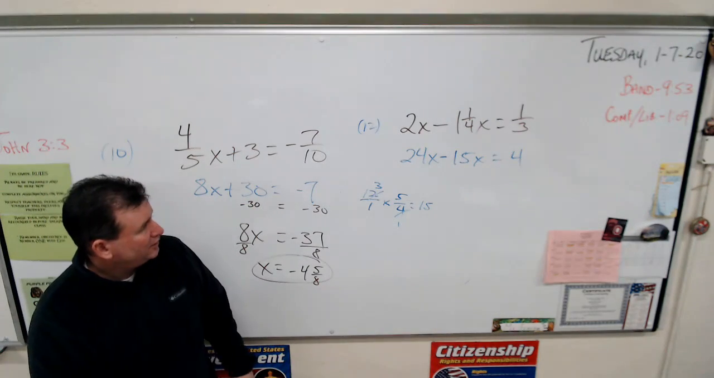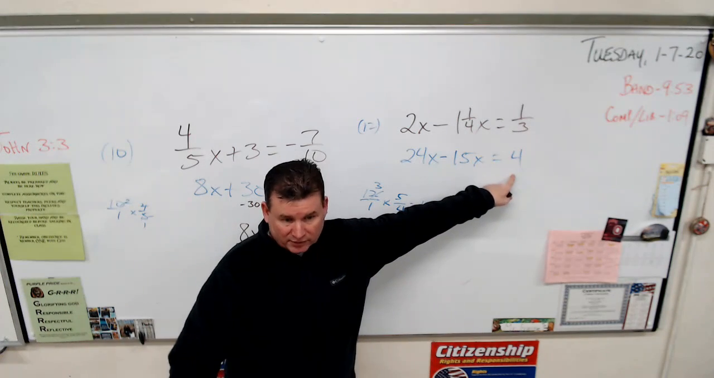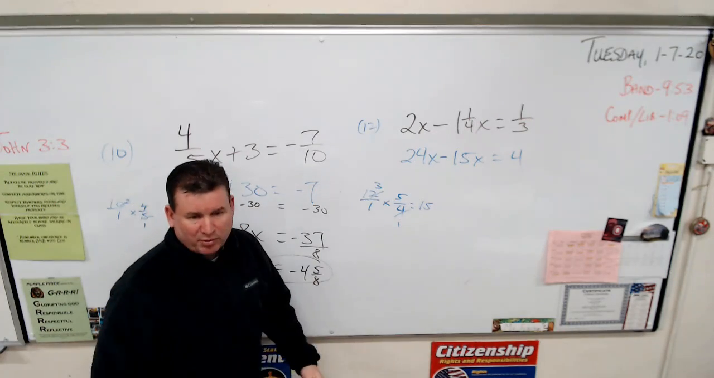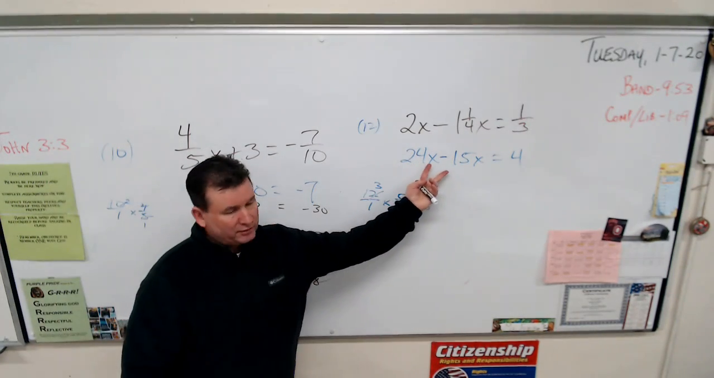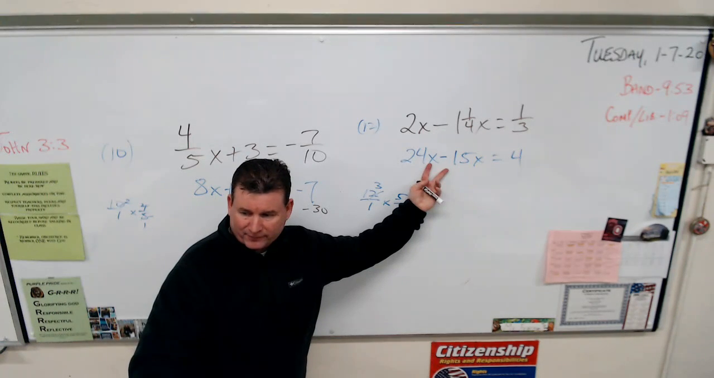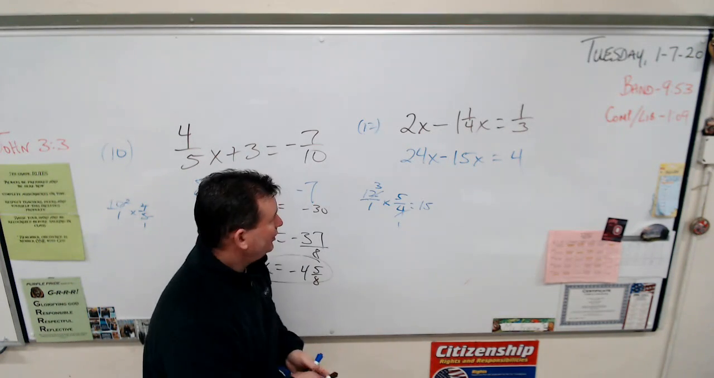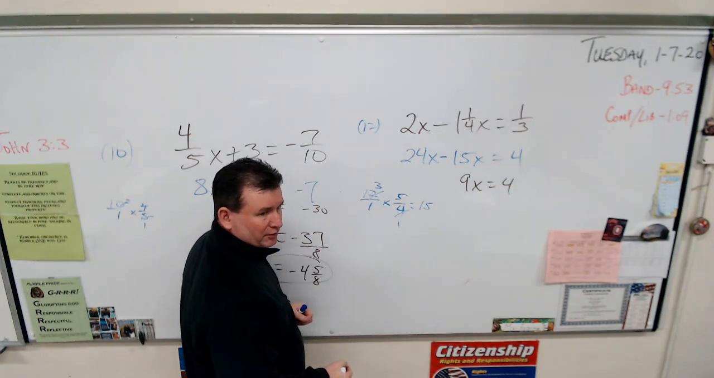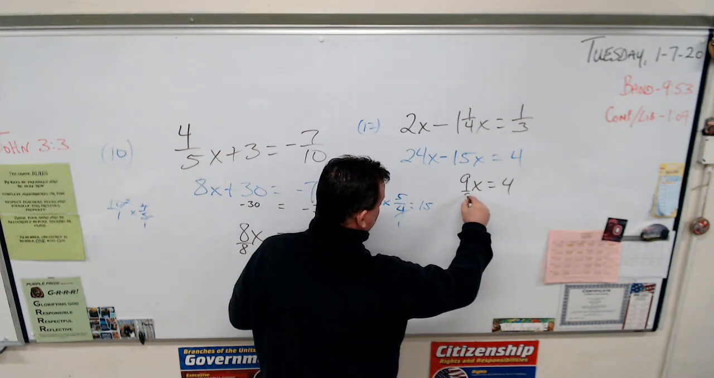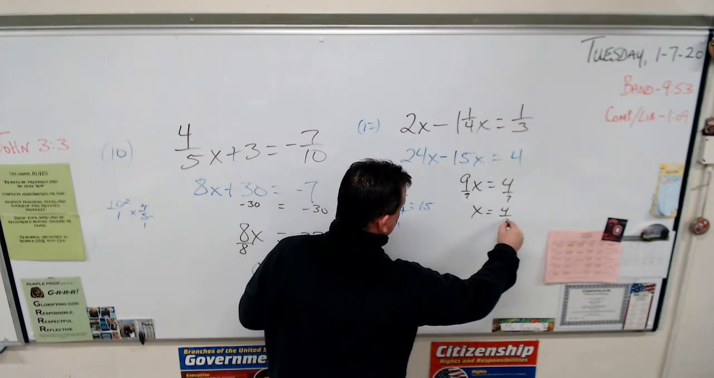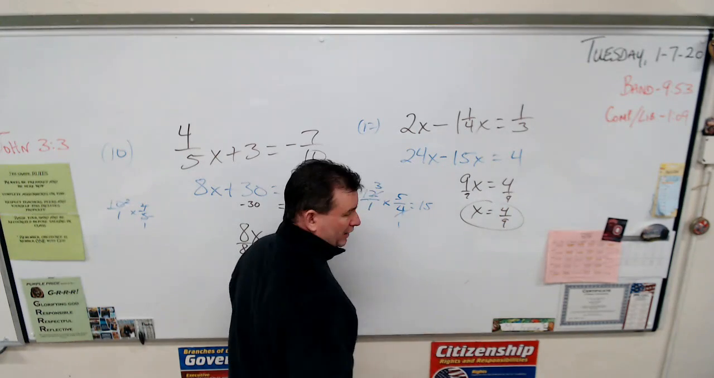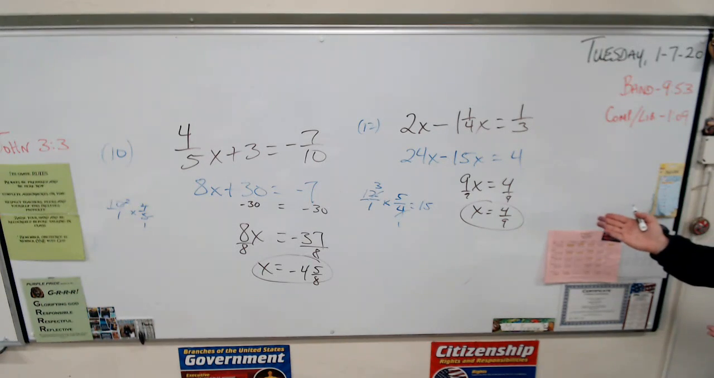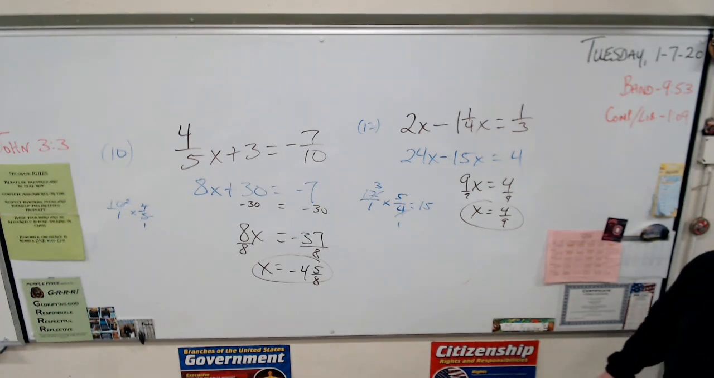Good question. Does everybody understand how we got 4 out here? 12/3 is 4. Now I've got a nice, tidy problem here. Look, like terms, can I combine them? Yes. 24 minus 15 equals 9x. How do I get rid of the 9? You just divide it by 9. x equals 4/9. Any questions? No.